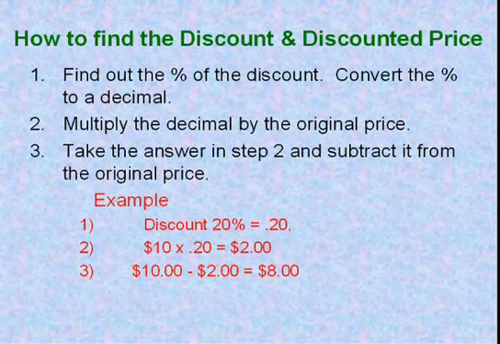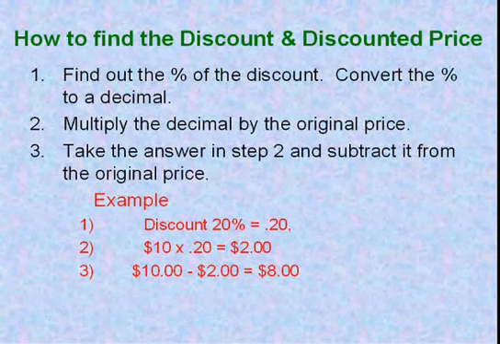So here's your example. If the discount is 20%, that's going to be 0.20, 2 tenths, or 20 hundredths. Let's say the item is $10. Multiply $10 by 2 tenths or 20 hundredths, and that equals $2. $10 minus $2 is $8. So the actual item would cost $8.